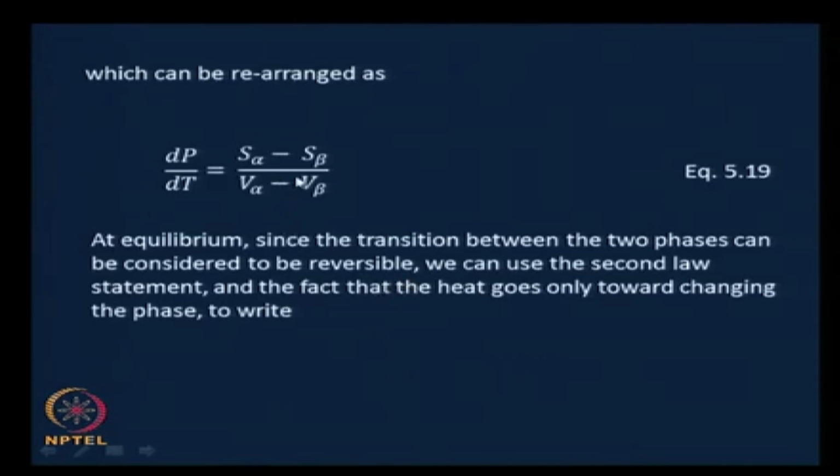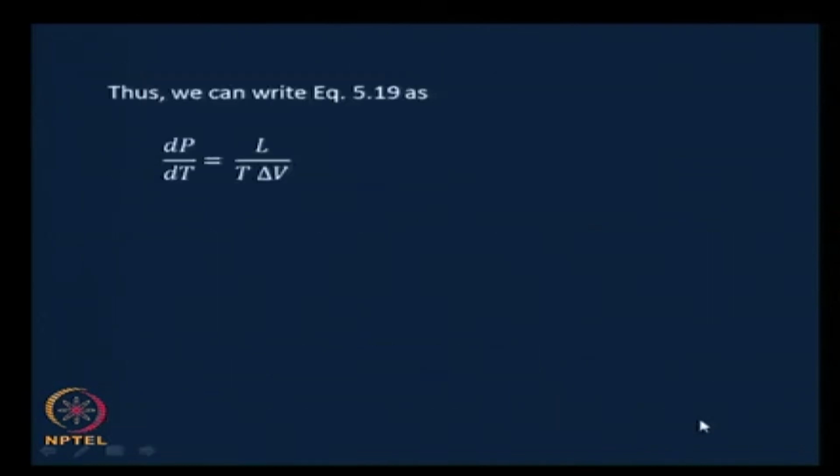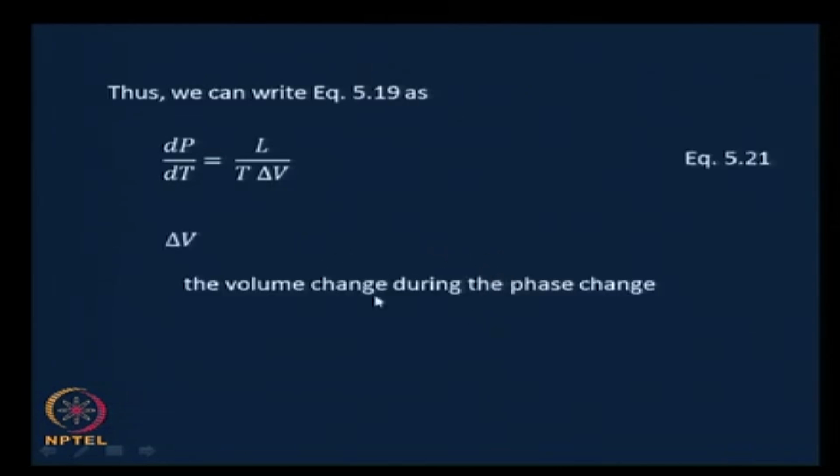And then we utilized the special case that the transition between the two phases, between the liquid and vapor phase, can be considered a reversible process, and therefore we could apply the second law statement for writing entropies in terms of the heat interaction, Q reversible by T. And since the only heat interaction is going towards the change of phase, we could replace that with the change in enthalpy between the two phases, which is nothing but the latent heat of the phase transition between alpha and beta, given as L by T, and therefore we could write dP/dT equals L divided by T delta V. This was the Clausius-Clapeyron equation, where delta V, the volume change during the phase change, is V alpha minus V beta.